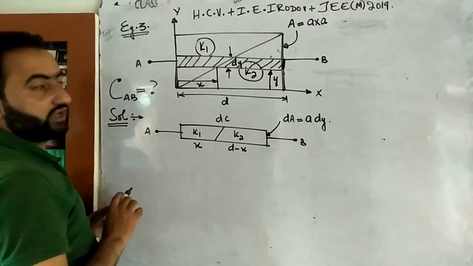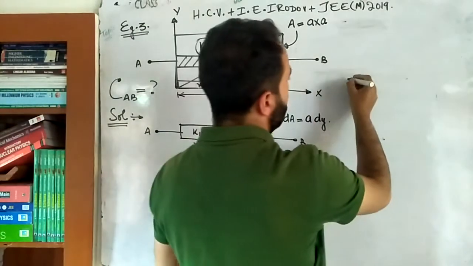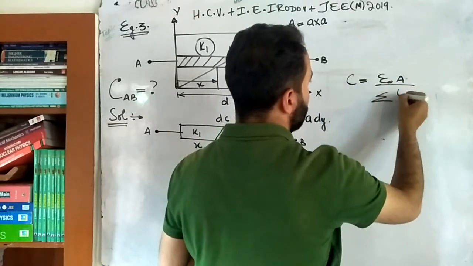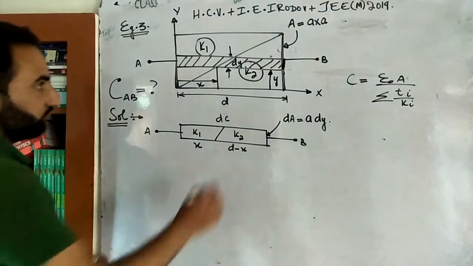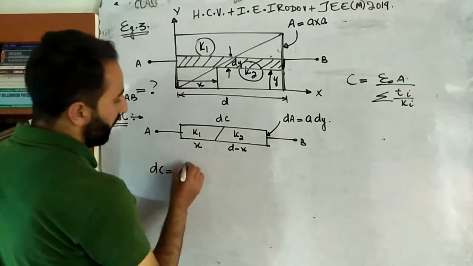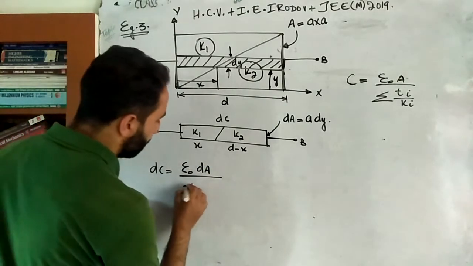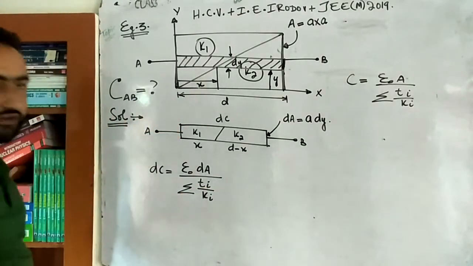Now in series, how do we calculate the capacitance? If you remember, in series we calculate the capacitance like this: K is equal to epsilon 0 multiplied by A divided by the summation of ti by ki. This is the equation in series, if you remember. So we'll use that equation. So here, instead of C, I will write dC is equal to epsilon naught multiplied by, in place of area, what will we write, dA divided by the summation of ti by ki, ti divided by ki, ti divided by ki.